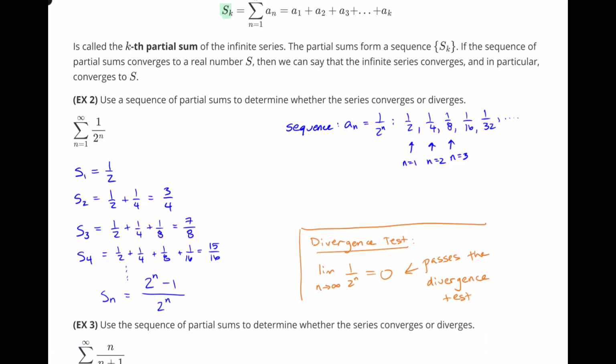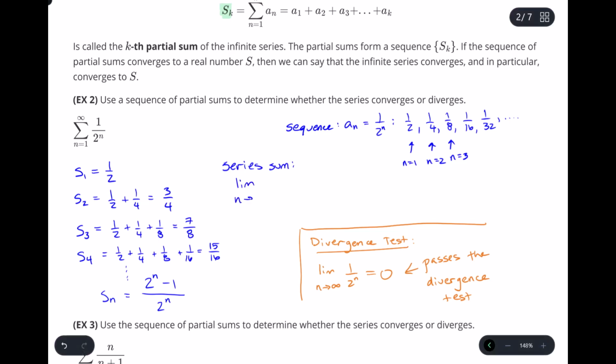So that looks like it's all 2 to the n minus 1. So this would tell me the sum of the first n terms, which is cool. We can get a formula for that. And if you can, you're really well on your way of determining whether or not you're going to have convergence or no convergence. Because the overall series sum, what we would do here is we would take a limit as n goes to infinity of S sub n, which is 2 to the n minus 1 over 2 to the n.